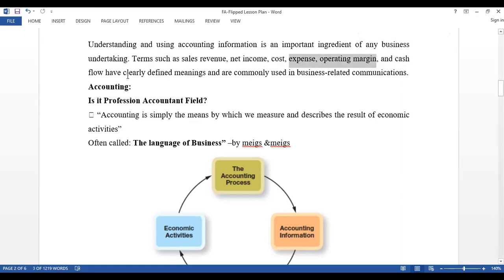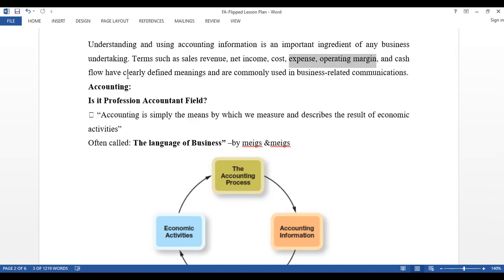That is clearly defined, with a meaning, and commonly used in business-related communication. If any two persons are talking about business, you will see they are continuously using these kinds of terms. I mean to say expense, revenue, total sale, margin, return. These are terms that are used when we are discussing business.